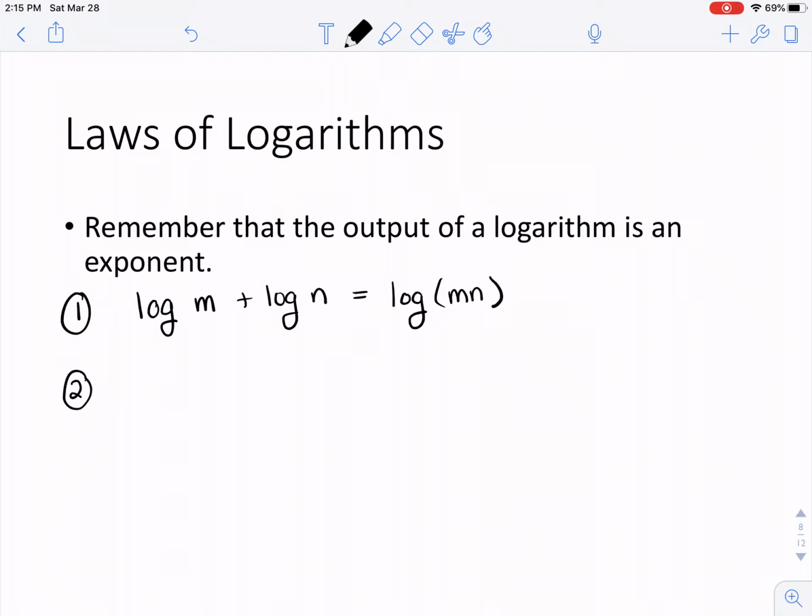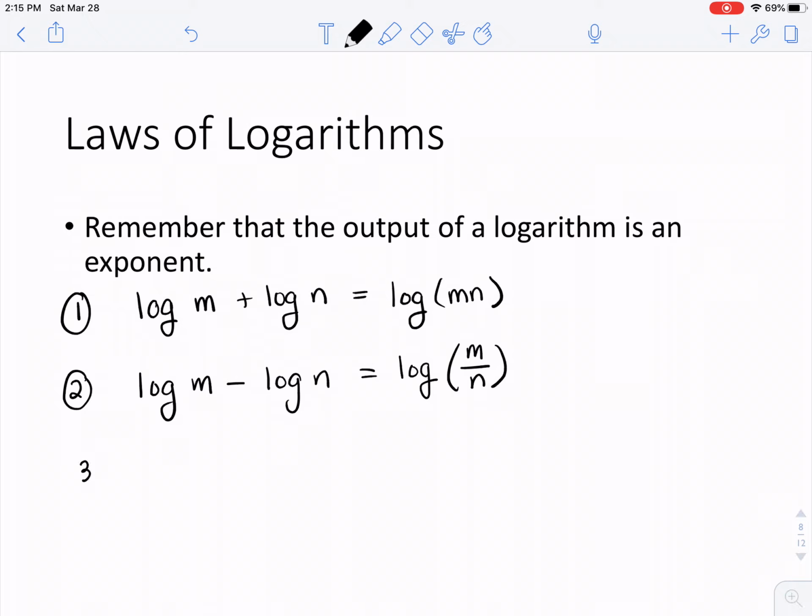Rule 2, log of m minus log of n. Anyone want to take a guess? If we add them together, we multiply. So if we subtract them, you are correct. We are going to divide m divided by n.